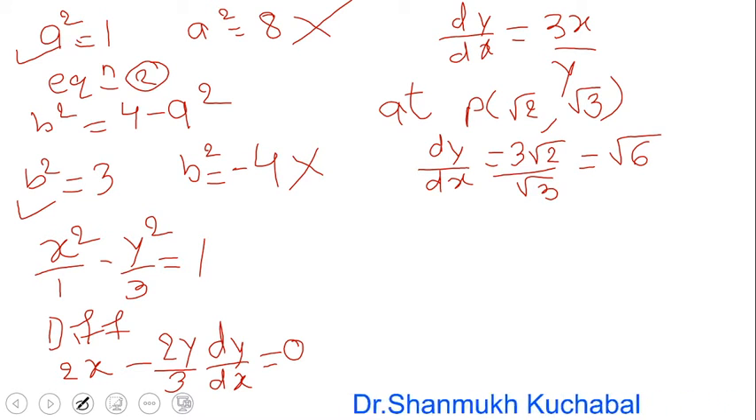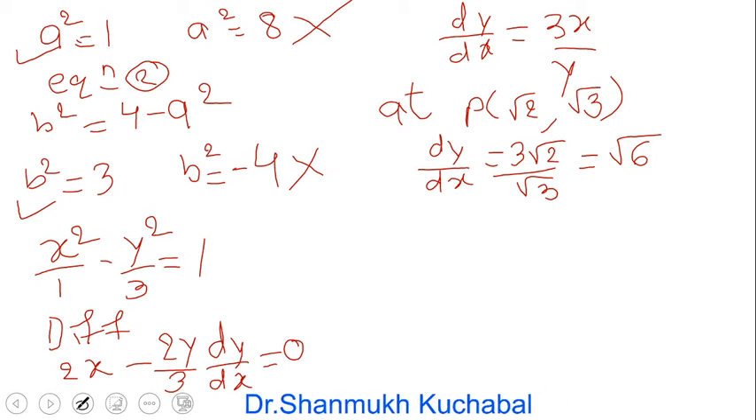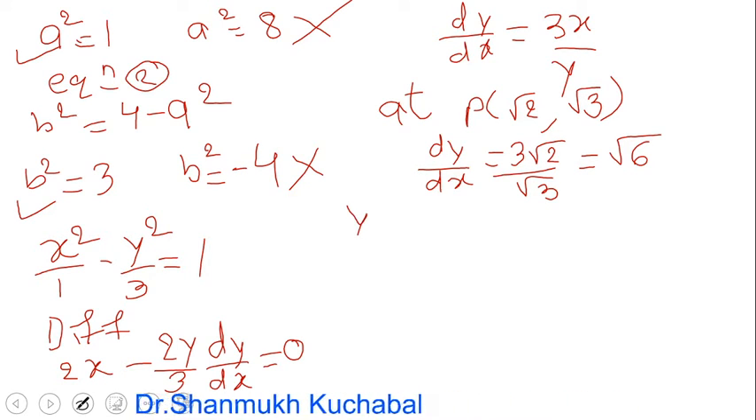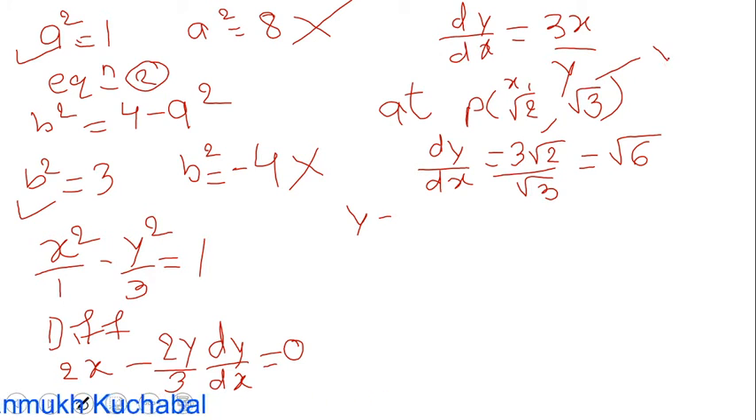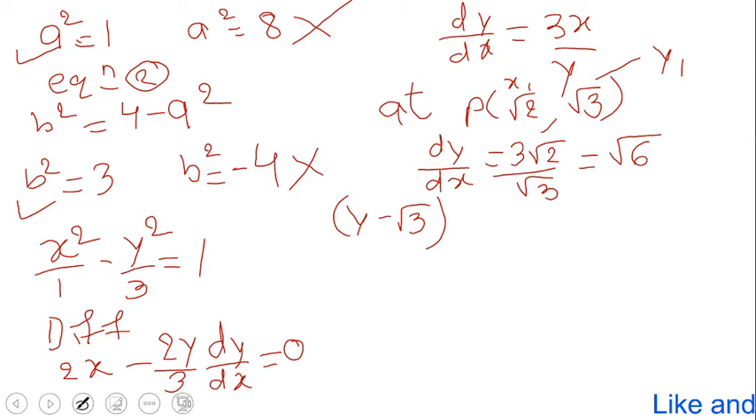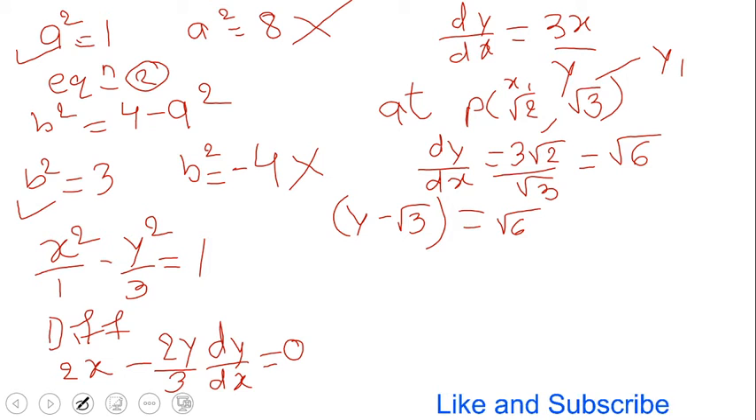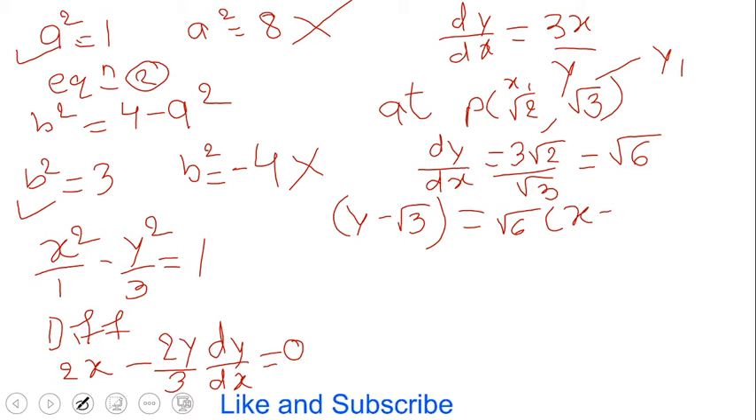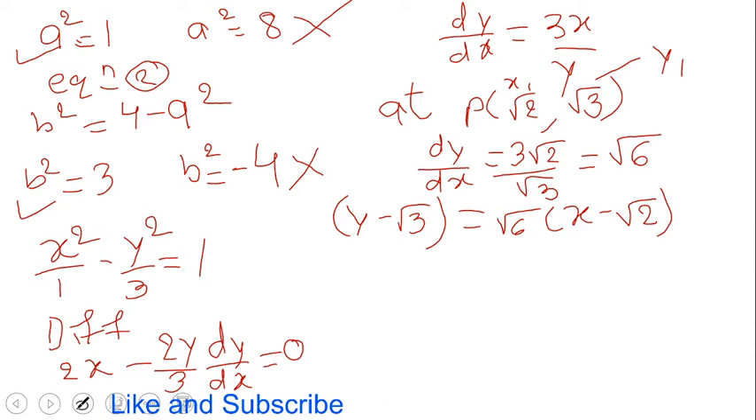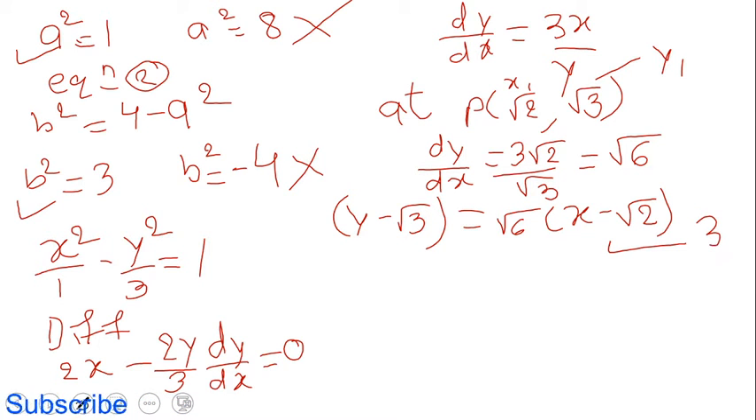Okay, then we will write the equation of the tangent. It is y minus y1, so this is our x1 and this will be our y1. So y minus y1, y1 is root 3. Dear students, you have studied this in straight lines, remember this one. So dy by dx is the slope, root 6, m is taken. Then x minus x1, x1 is root 2. So these values we substitute. So this is called equation number 3.